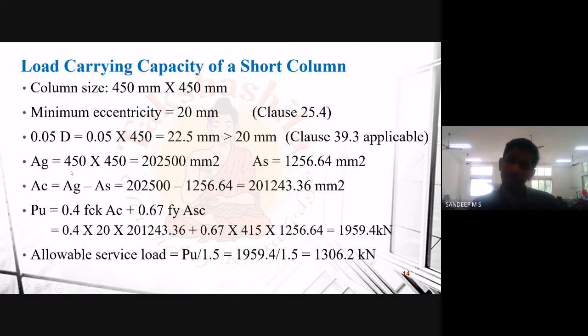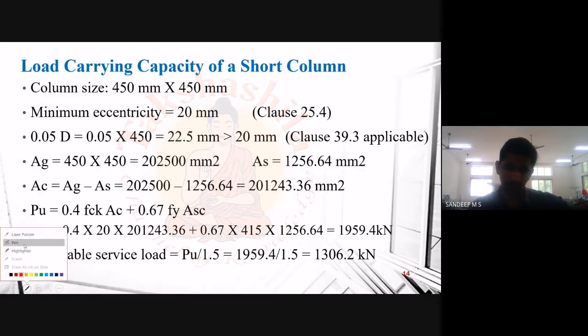So now we can utilize the formula for calculating the load carrying capacity. Right now we have the cross section of the concrete as well as the area of steel. So the total cross section, or the gross cross section, is given by 450 into 450, which is coming around this much value, and the AS, or the area of steel, is given by pi by 4 into d square into number of bars. We have 4 number of 20 mm bars, so accordingly we will be getting the area of steel here.